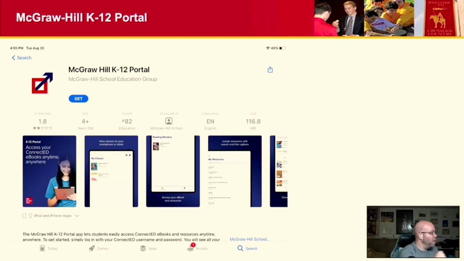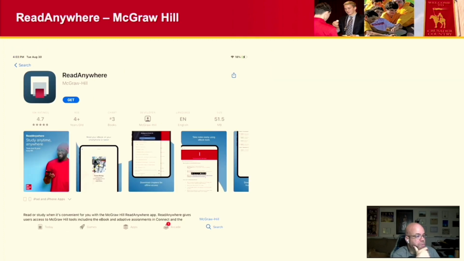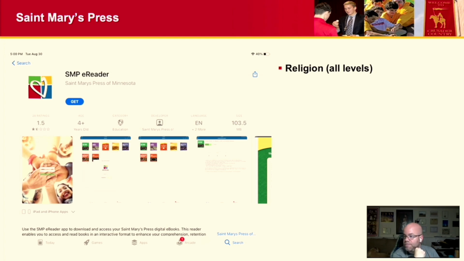The apps for today, let me go back to that slide. There were 3 just for the books. They were McGraw-Hill K-12, Read Anywhere, McGraw-Hill, and the third one is St. Mary's Press. Okay, those are the three.